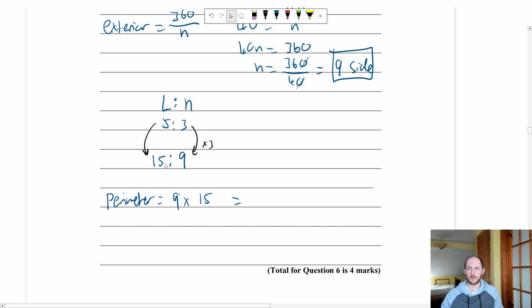Okay, so if you were to rearrange this, you can make it 15 over 9 to 1. So in other words, one side is that long. So then you can work it out. Perfect. 9 times 15, 135 units long. And that should be it for your answer.